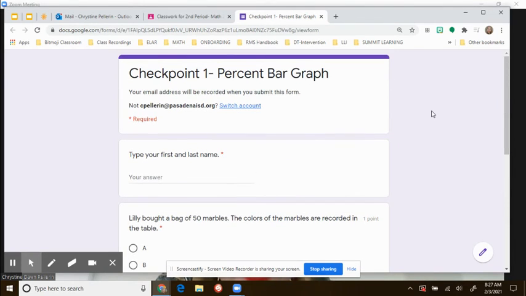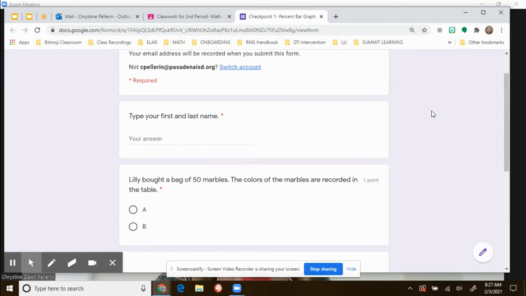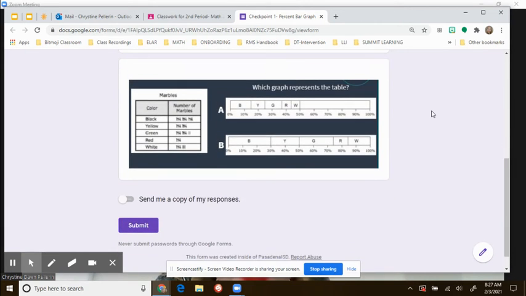Right, this is how you do checkpoint 1. Lily bought 50 marbles. The color of the marbles are recorded in the table. So here's the table. Which graph represents the table?